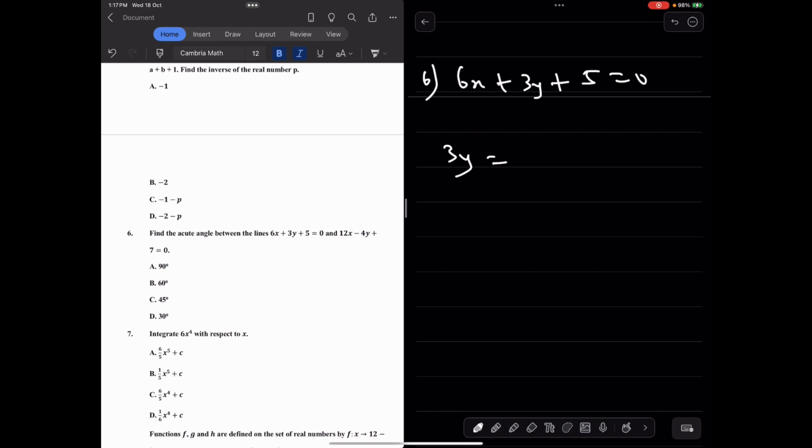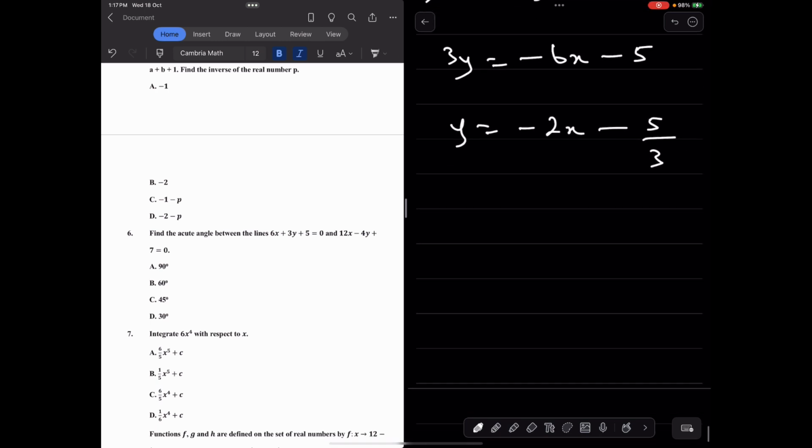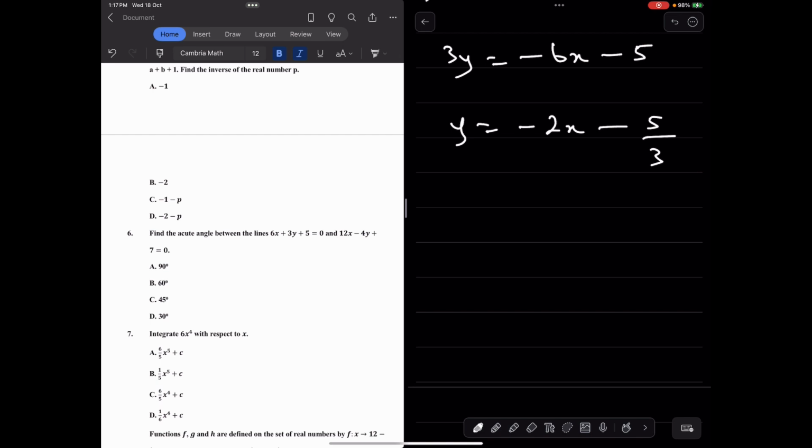I'm making y the subject of the formula. That's y equals minus 6x minus 5, and if I divide through by 3, that means y equals minus 2x minus 5 over 3. So the gradient of that line is minus 2. Gradient is the coefficient of x when you make y the subject of the formula. Let me call that m1.